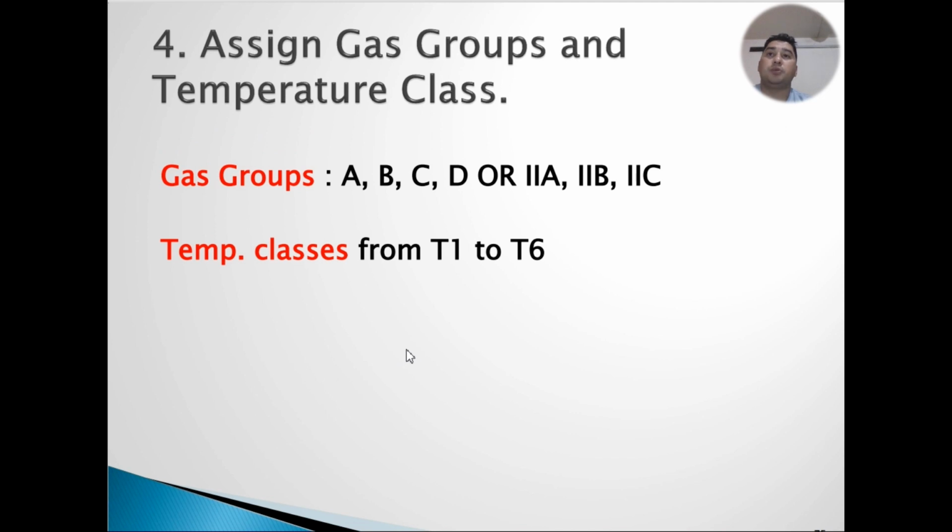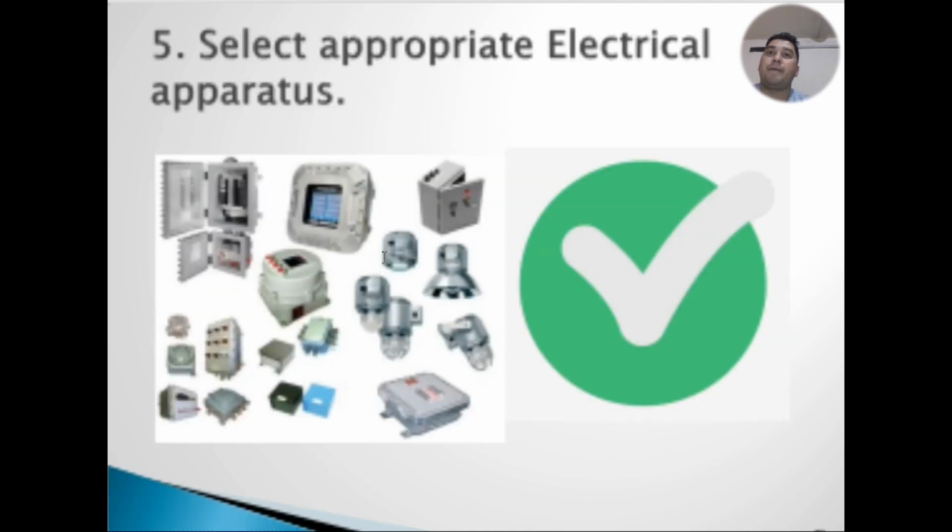Now assign gas groups and temperature class. As we know, the gas groups are A, B, C, D, or IIA, IIB, IIC. For the temperature class we have T1 to T6. If it is above 450 degrees Celsius, then it will go to T1. If it is below 450 degrees Celsius, then it will come down till T6.